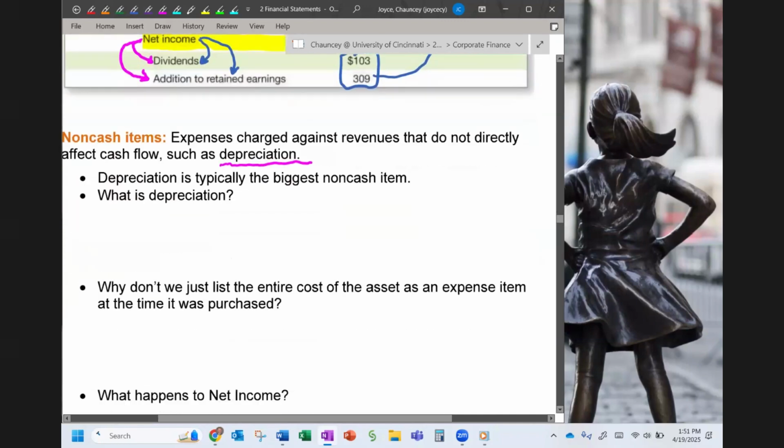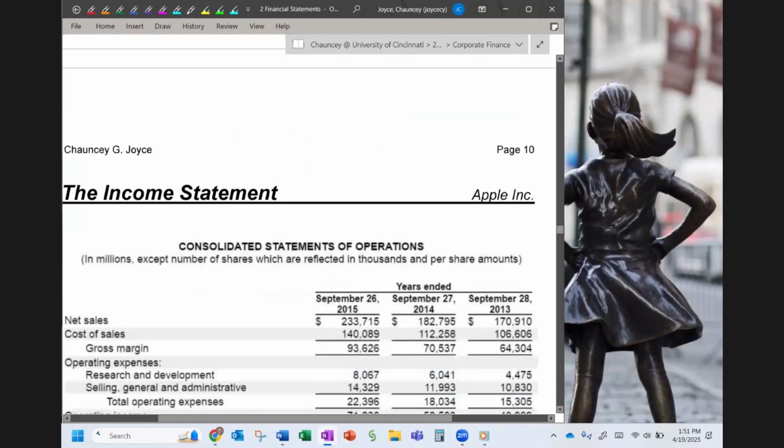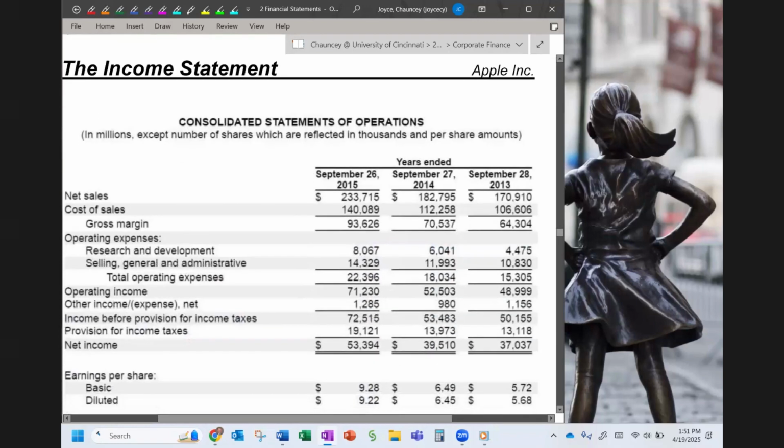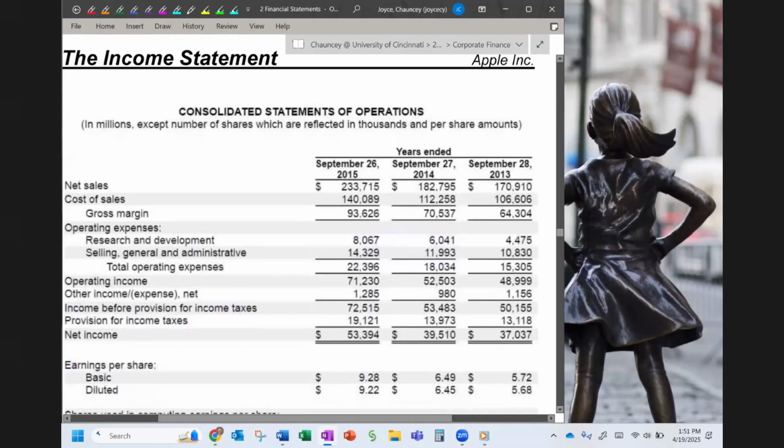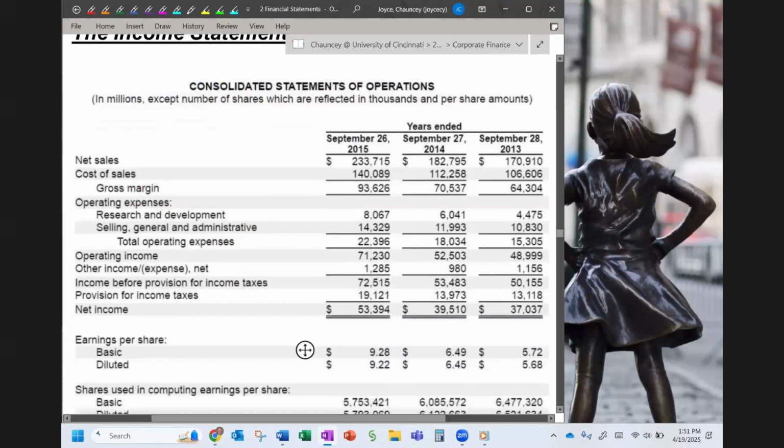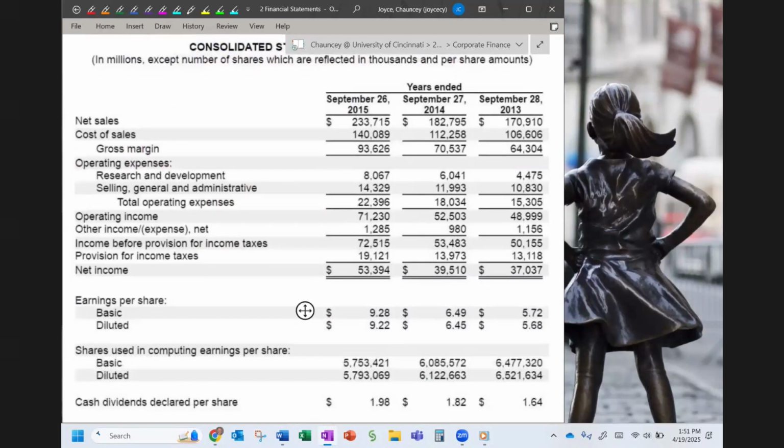Take a look at this. This is just a little bit more complicated one for Apple. Sometimes you see certain elements included that weren't on a typical one, but it's easy enough to figure out what those are because, like I said, accounting is a very rules-based system, and we're all hopefully playing by the same rules and being consistent with how we treat everything.